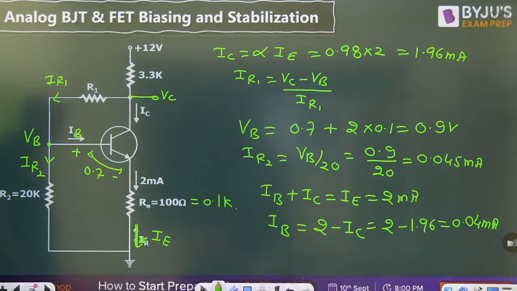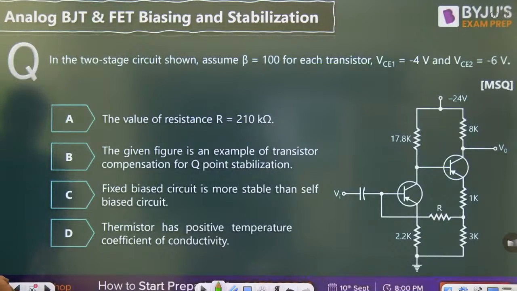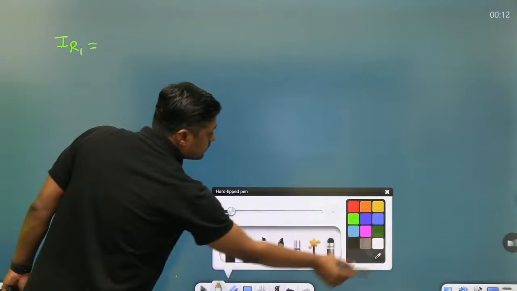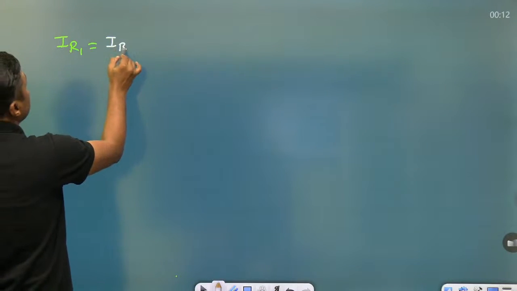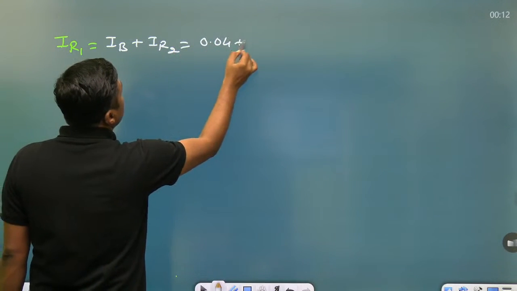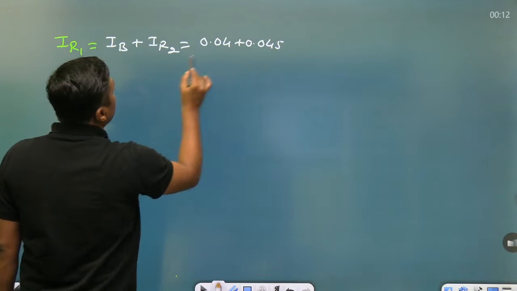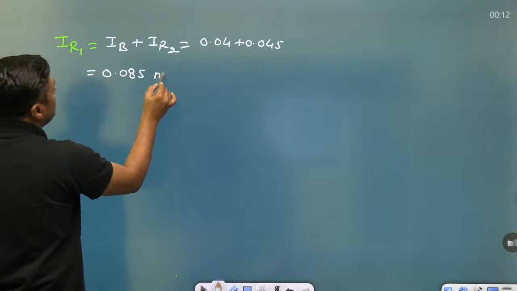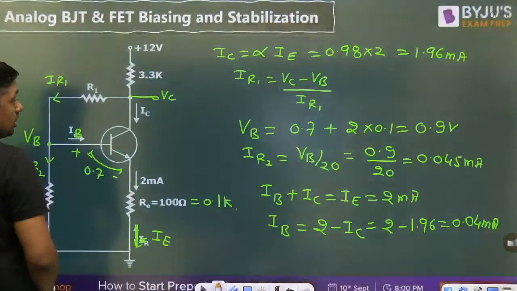Okay, so IB, you have the IB, you have the IR2, then you can find the IR1. What is the IR1? IR1 is equal to, you will get 0.085 milliampere.